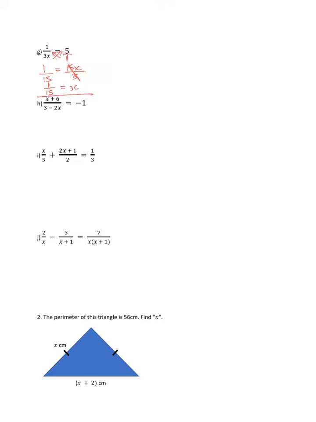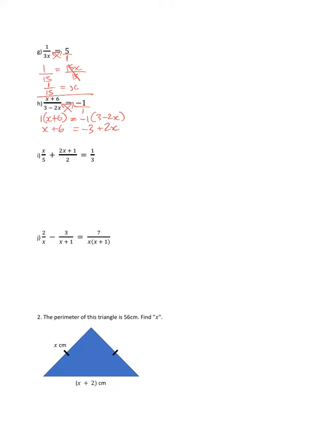Again, you've got a fraction on the left hand side, and on the right hand side it's a fraction as well, just not written like that. Cross multiply. 1 times x plus 6, and negative 1 times 3 take 2x. Expand the brackets: x plus 6. Negative 1 times 3 is negative 3. Negative 1 times negative 2x is positive 2x.